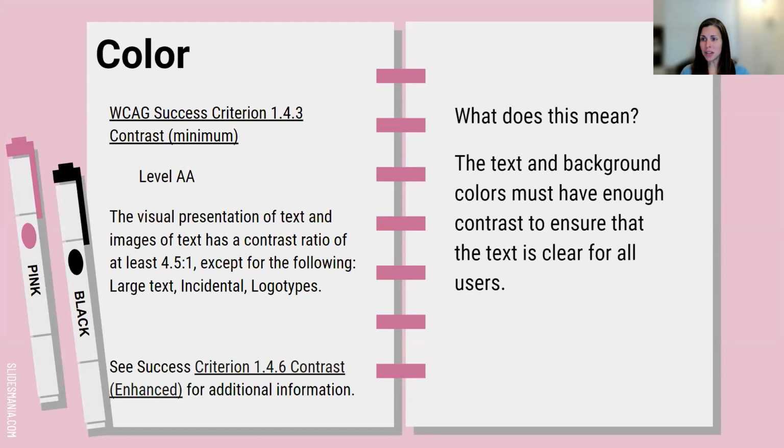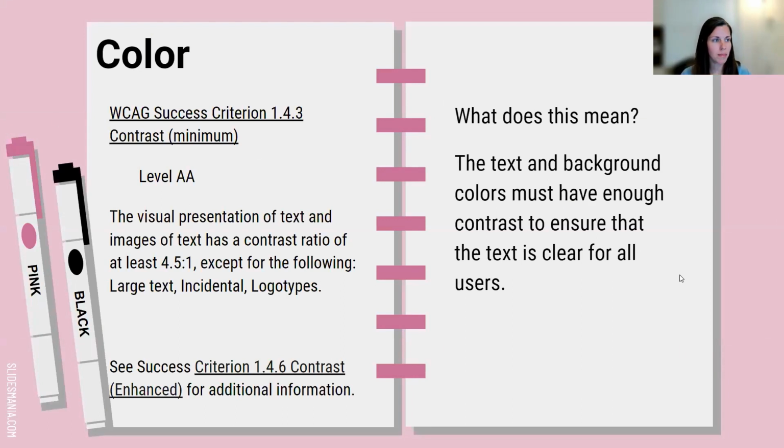So what does all of this mean? Basically, the text and background colors must have enough contrast to ensure that the text is clear for all users. So someone with a vision impairment, someone with color blindness, we want to make sure that the text is accessible to them no matter what. And increasing the contrast is how we accomplish that.